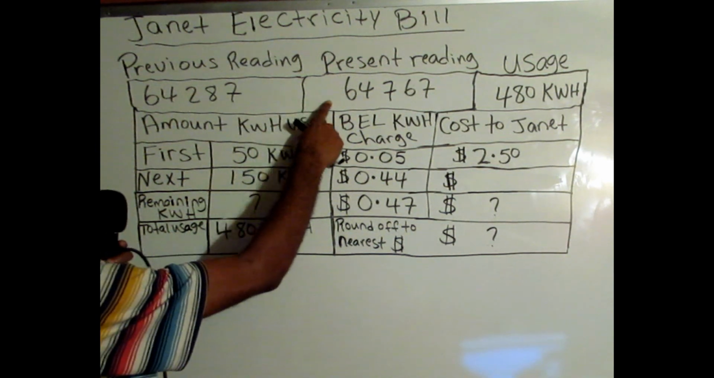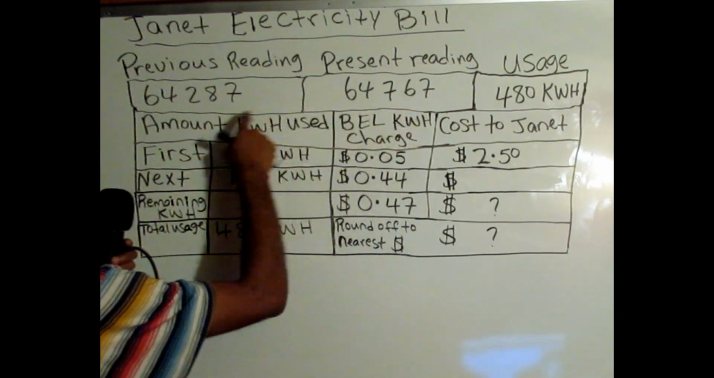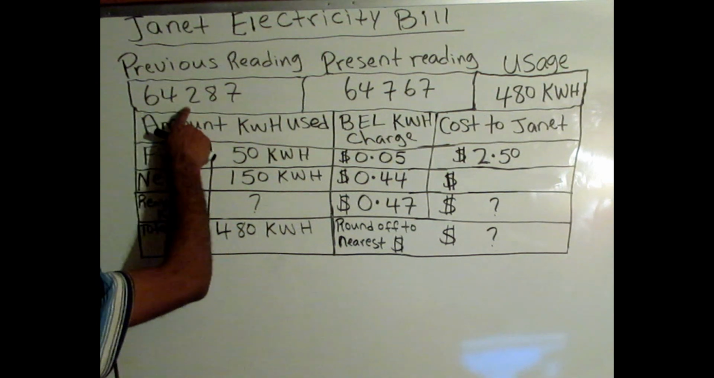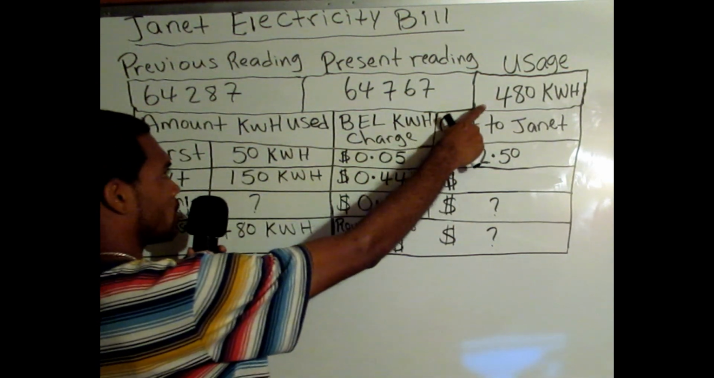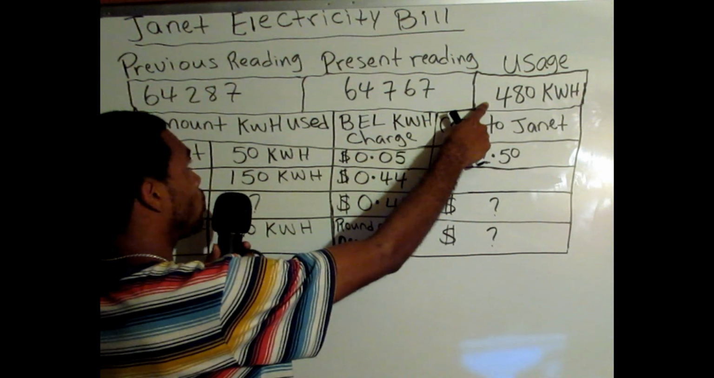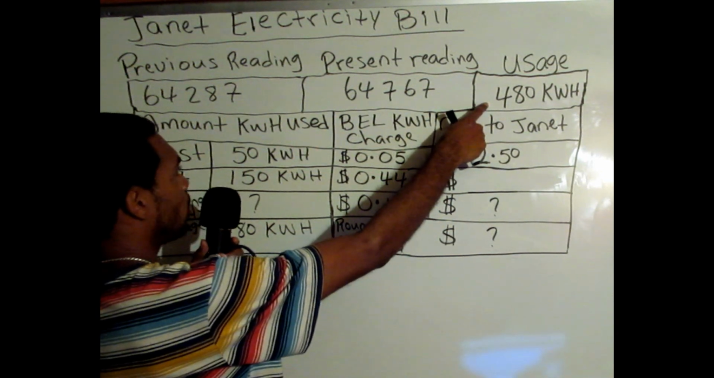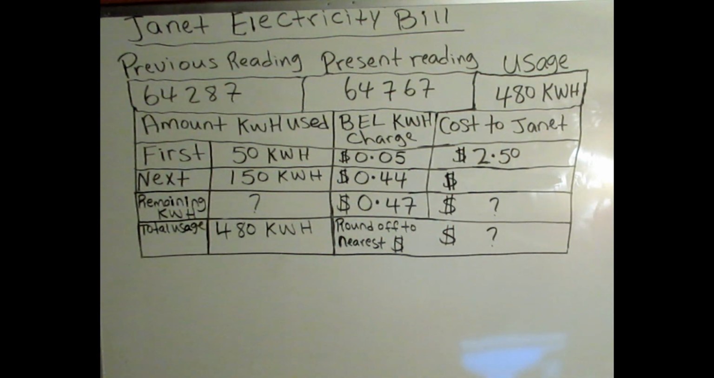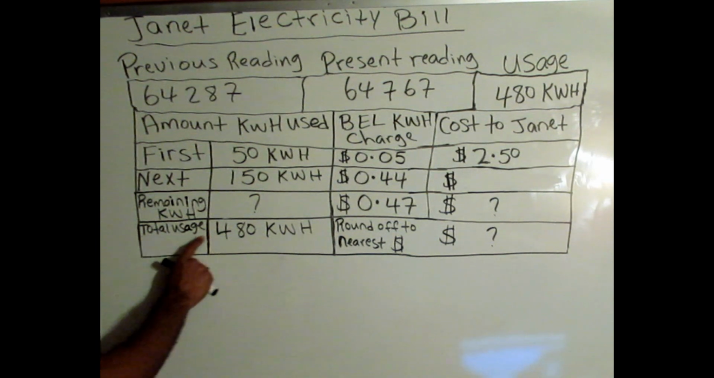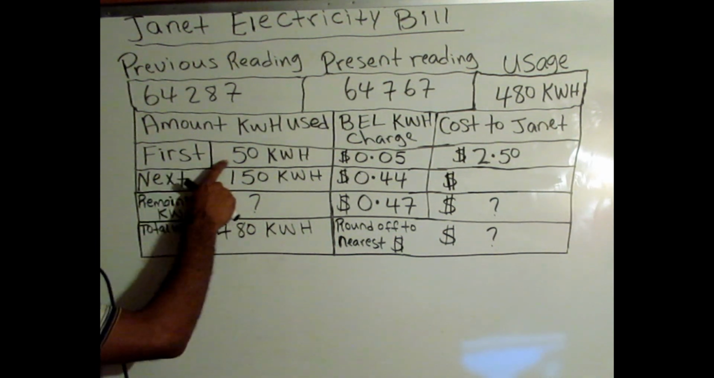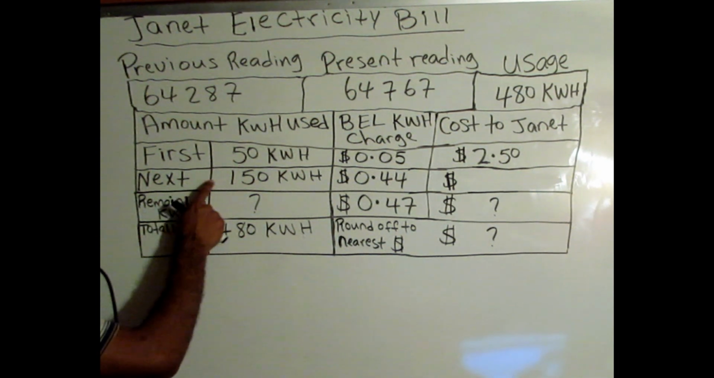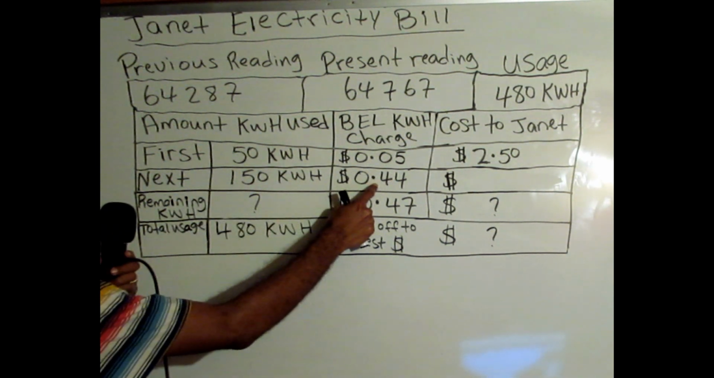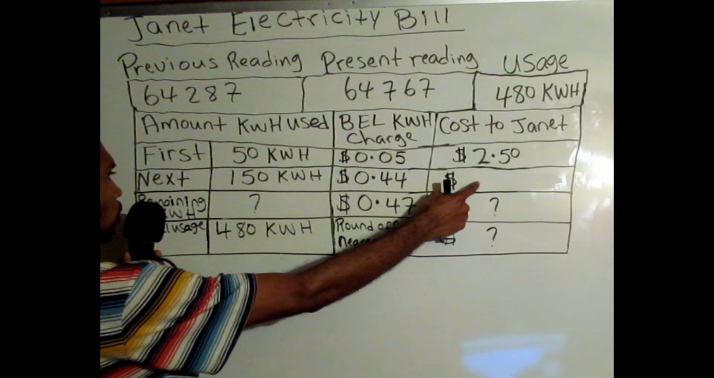So let's go straight into solving a problem like this. If we can see the present reading, 64,767, and the previous reading is 64,287, and the usage, they already gave us how much the person used. It says Janet's electricity bill. So Janet used 480 kilowatts for her bill, and it says here total usage 480. The first 50 kilowatts Janet used is 5 cents for every kilowatt. The next 150 kilowatts out of that 480 Janet used is 44 cents per kilowatt, and that will give us a total here.